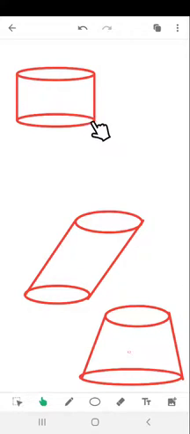Can you identify which of the three figures is a cylinder and which one is not a cylinder? The first one is very correctly a cylinder. The second one also seems like a cylinder, but the third one is not a cylinder. So by looking at all the three, what do we understand?